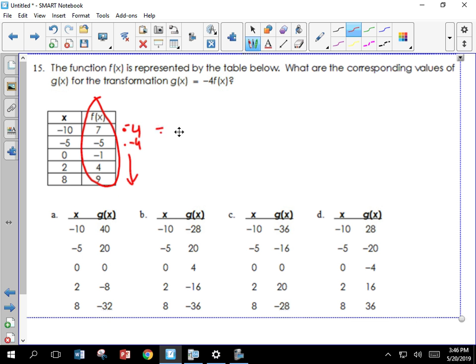So this gives me -28. This gives me +20. This gives me +4. This gives me -16. This gives me -36. So looking at my answer choices, only one of them even has -28. Right there is your correct answer.